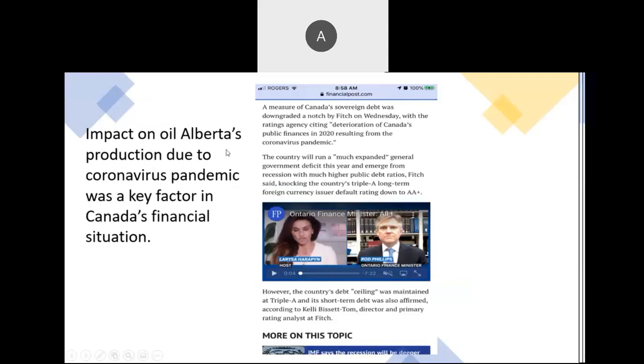So the biggest impact for this decline, this dropped rating, was because when the coronavirus pandemic hit, Alberta's oil production, Alberta, Canada, the oil production stopped. The wells stopped producing. Remember back to the early months of the pandemic, when every country was under stay-at-home orders and lockdowns, nobody was driving anywhere. There was no need to put gas in the car.